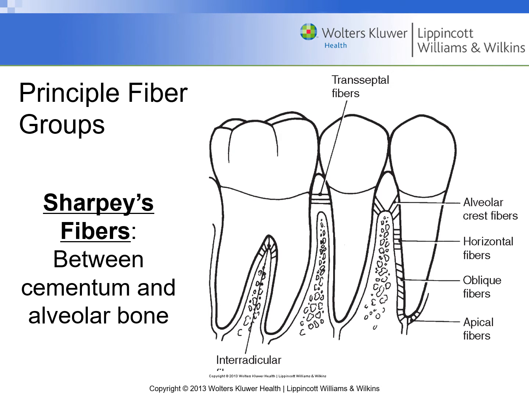Principal fiber groups are also called Sharpey fibers. I remember having that on my boards. What are the Sharpey fibers? So the Sharpey fibers are between cementum and alveolar bone. You have your alveolar crest. So this is going to go from the alveolar crest up this way.